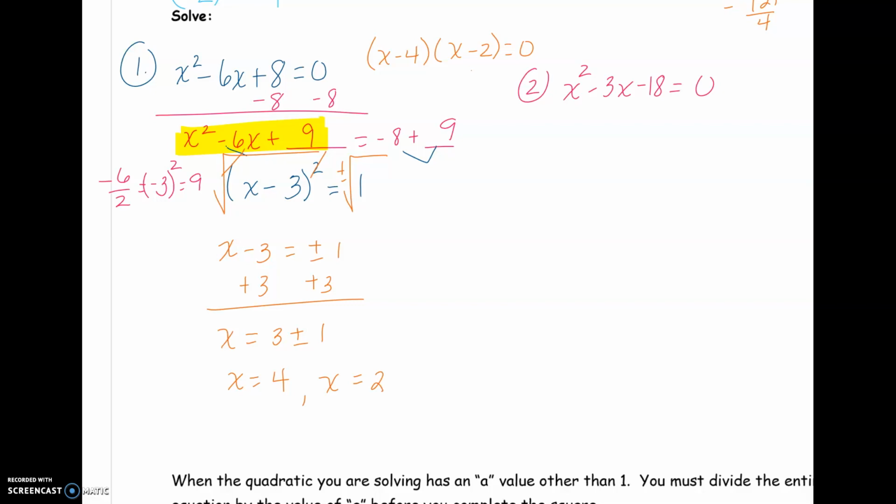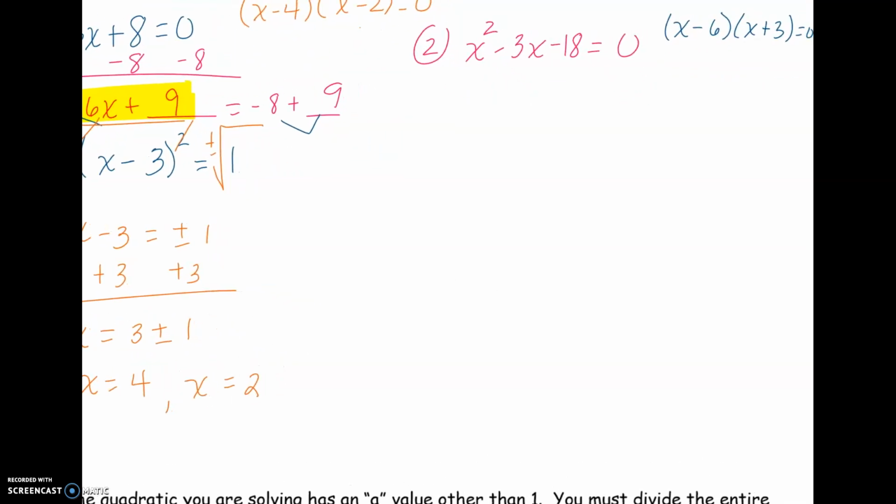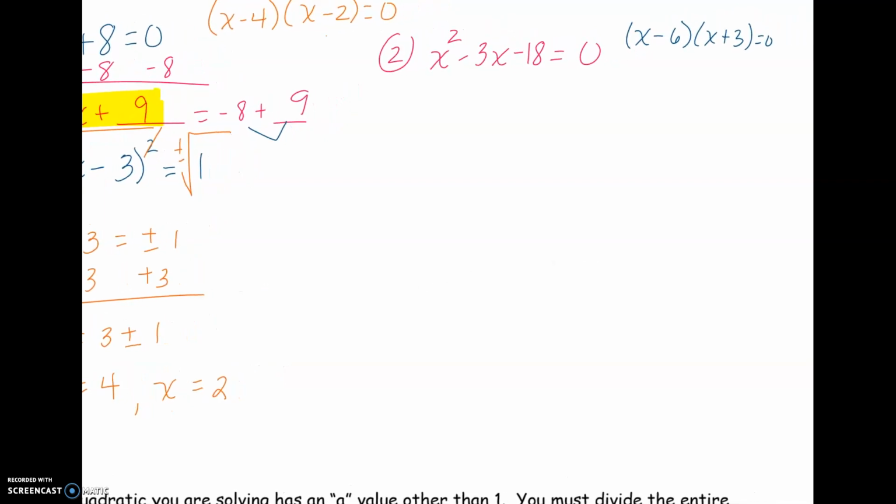In number 2, x squared minus 3x minus 18 equals 0. Again, if I try to factor this, I know that -6 and +3 works, and I could indeed write this as x minus 6 times x plus 3 equals 0, and then solve each of those for 0. But for our purposes today, we're going to complete the square. So to complete the square, I first have to add 18 to the other side.